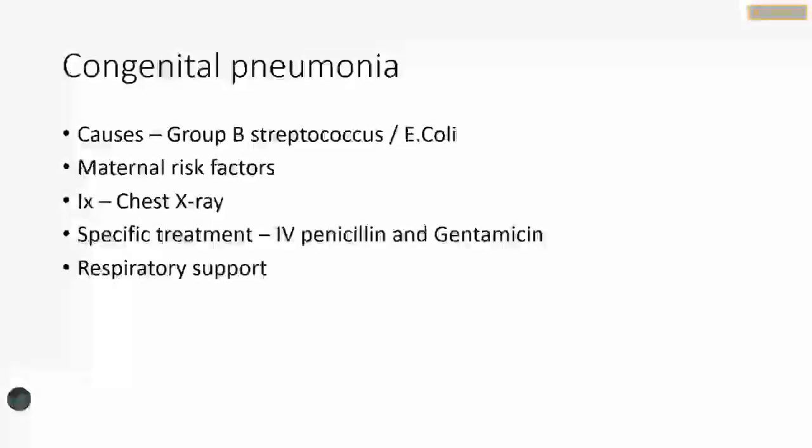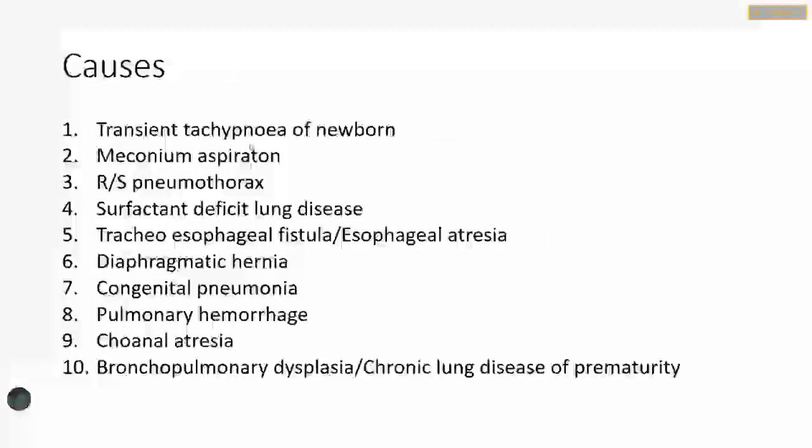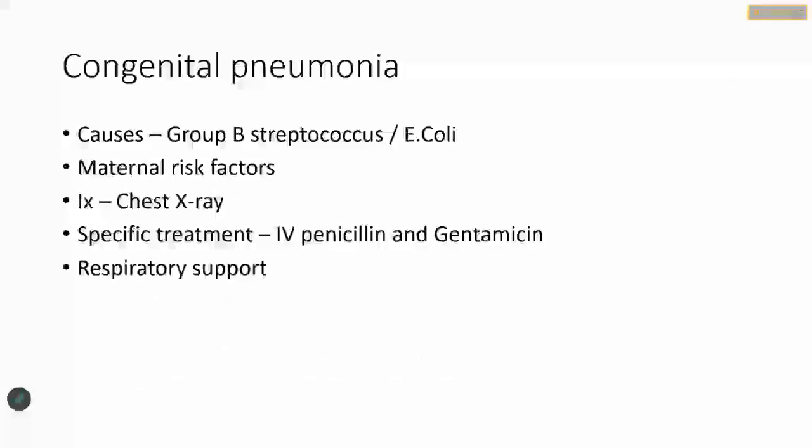The common cause for respiratory distress is congenital pneumonia. I have listed almost 10 causes, but if you compare all of them, congenital pneumonia is the common cause, so we have to know that. Usually in the neonate, the causes of congenital pneumonia are group B streptococcus and E. coli. Those are the common organisms we have to know. Sometimes it may be asked in MCQ.